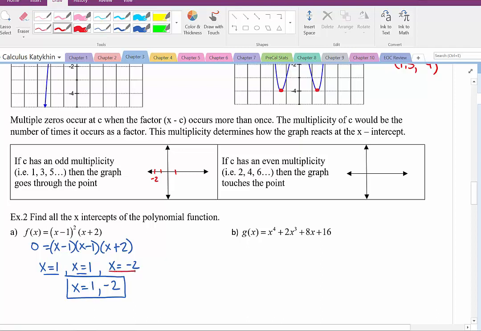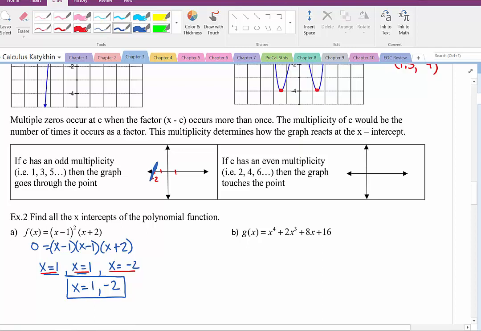Notice we only have one x is equal to -2, which means my graph has to go through that point. Now notice I have two x is equal to 1. That's an even amount. If you read the next statement, if c has an even multiplicity, then the graph touches the point. It doesn't go through it, it touches. So what this actually means is that at this point it has to go through the point, but at this point it's only going to touch it.